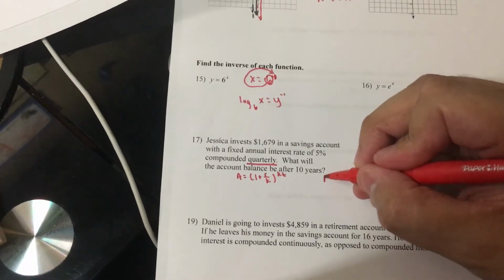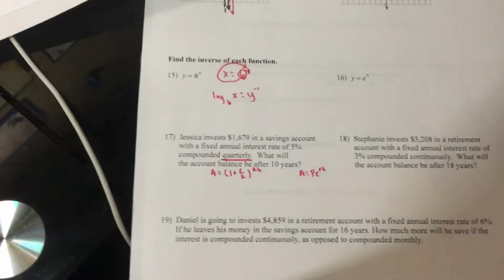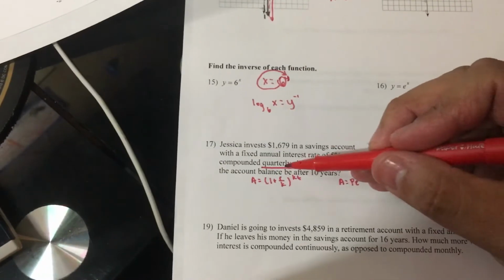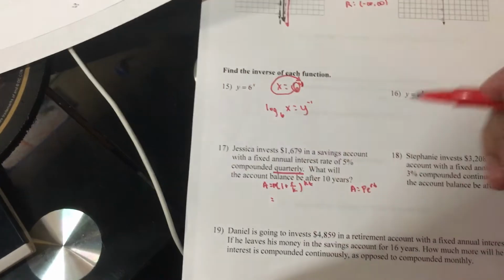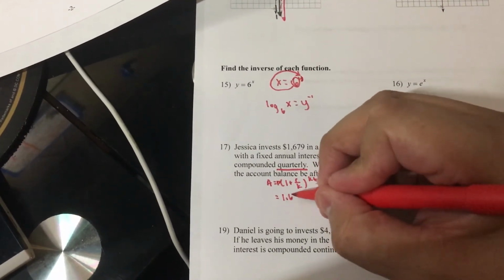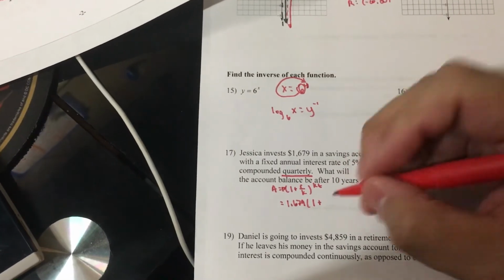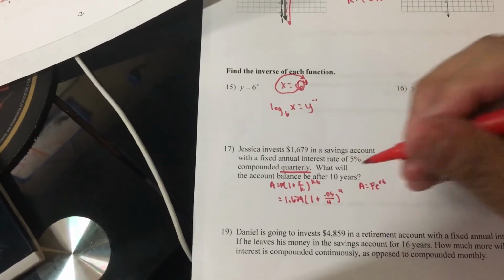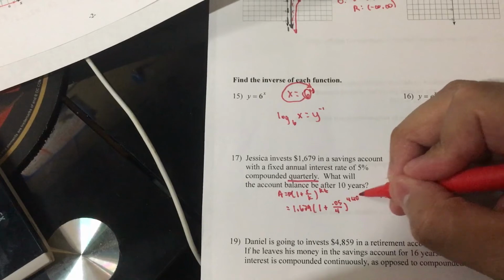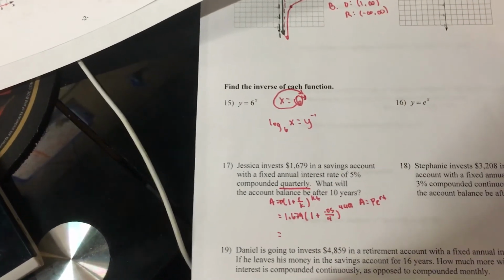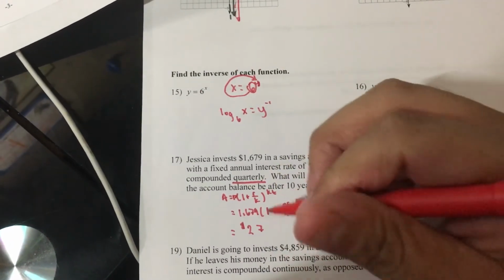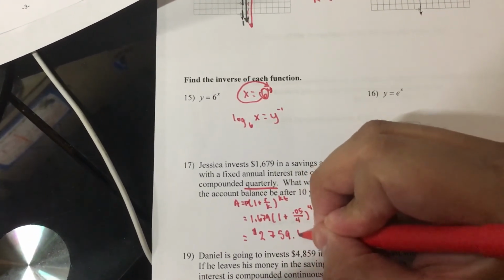Remember, the other equation I could be using is the Pert equation, which I will use when I compound continuously. So make sure you're paying attention to your words here. Since it says quarterly, I'm using this. Oops, I forgot the P up in the front. So P value is 1,679, times 1 plus my rate, which is 0.05, over 4, since it's quarterly, to the 4 times time, which is 10 years. And when I put that in the calculator, I end up having a value of $2,759.64.